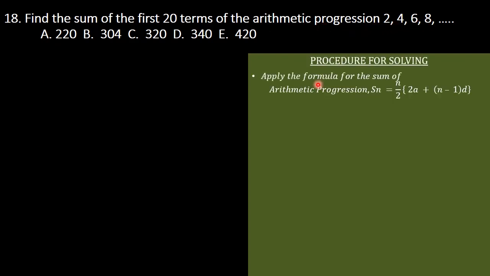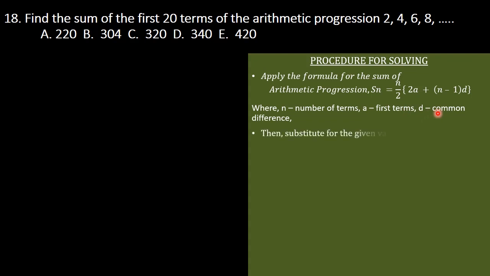Apply the formula for the sum of an arithmetic progression: S = n/2 [2a + (n − 1)d], where n is the number of terms, a is the first term, and d is the common difference. Then you substitute for the given values.